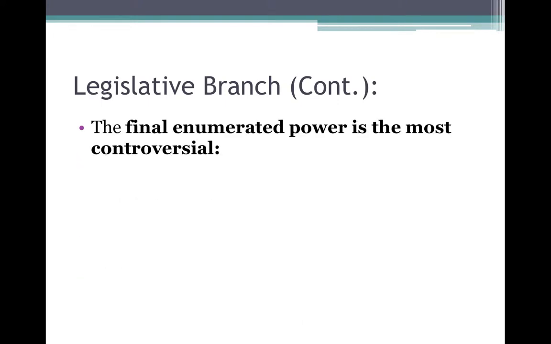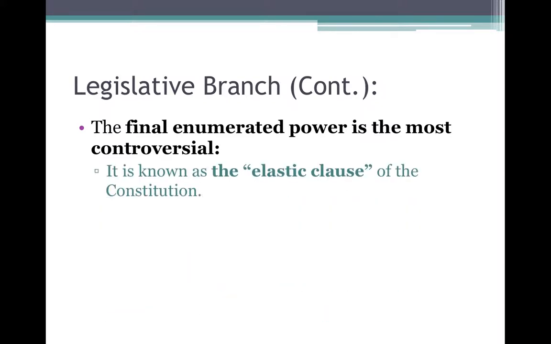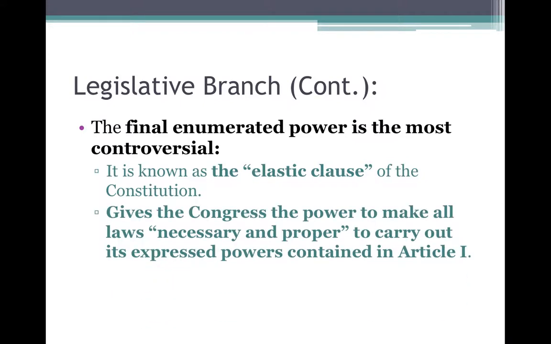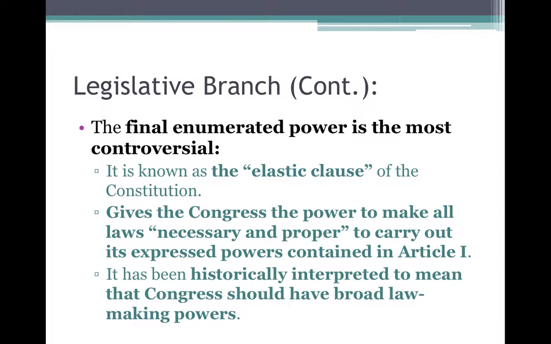The final enumerated power is the most controversial that Congress has. It is known as the Elastic Clause of the Constitution. This gives Congress the power to make all laws necessary and proper to carry out its expressed powers contained in Article 1. Basically, it means they can stretch it a little bit to give them the power to carry out their laws. It has been historically interpreted to mean that Congress should have broad lawmaking powers.